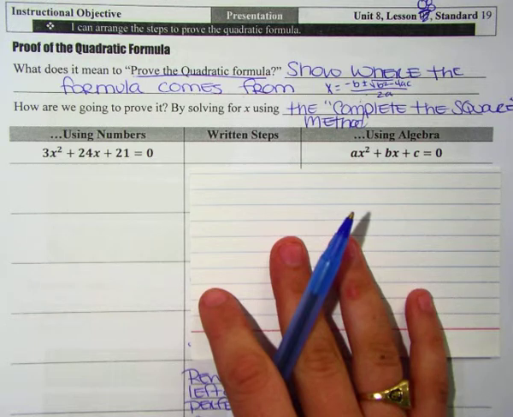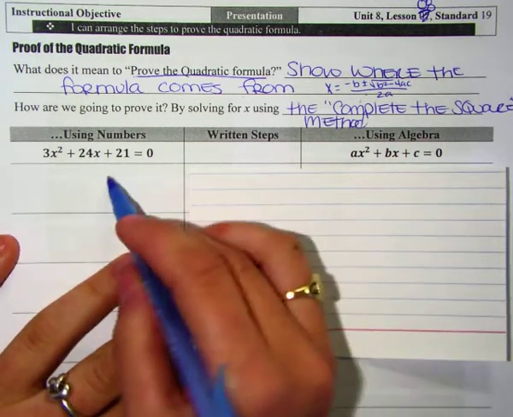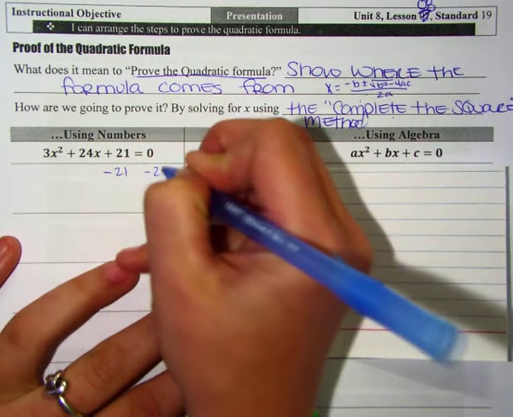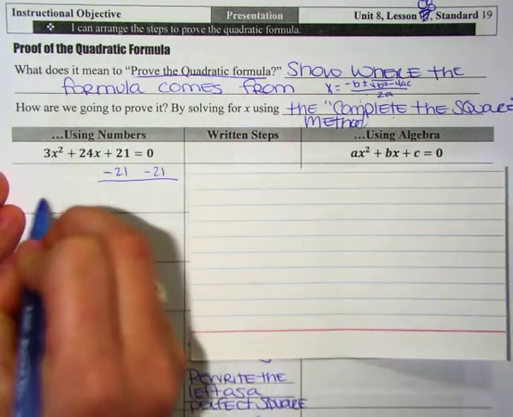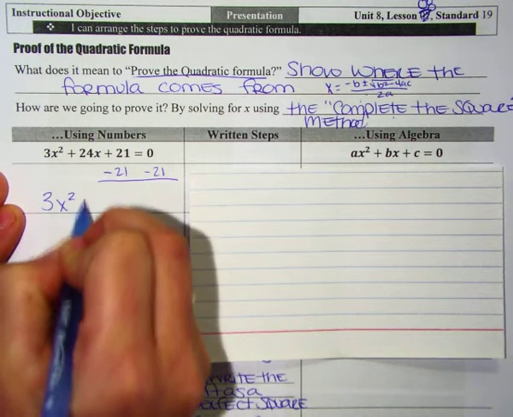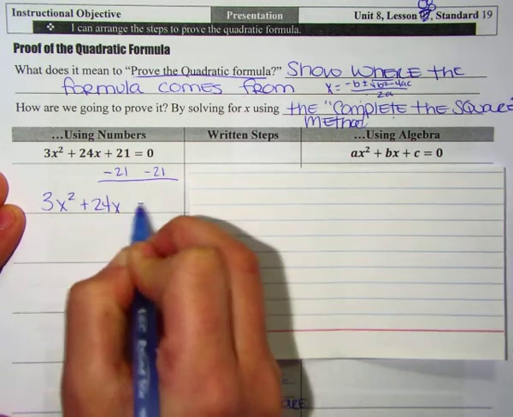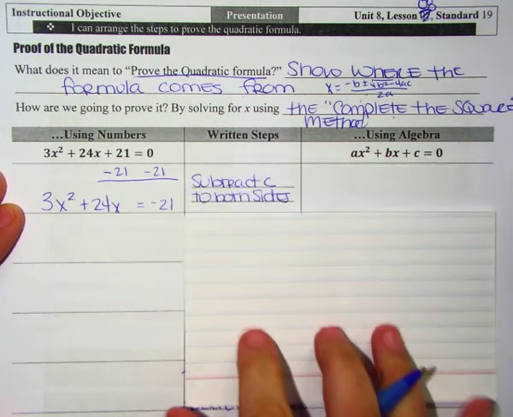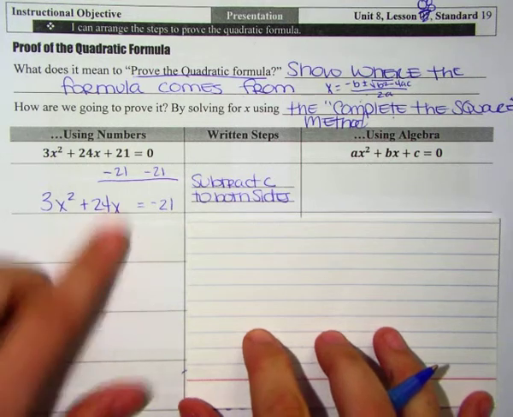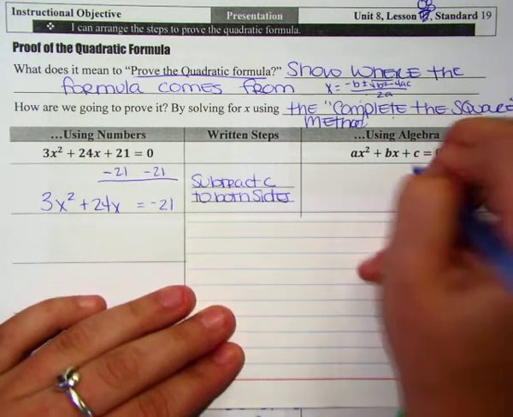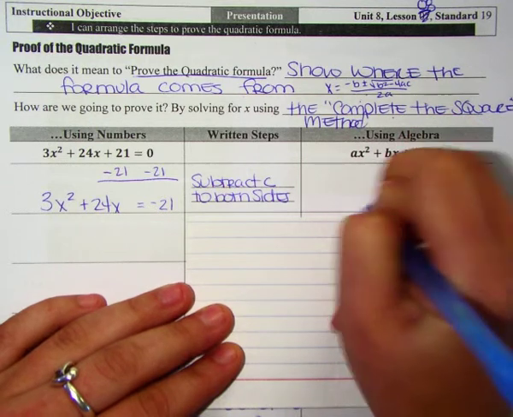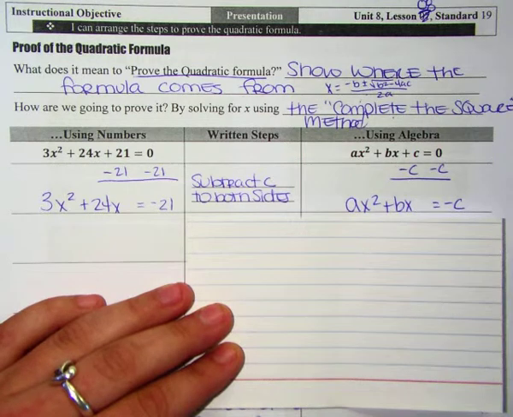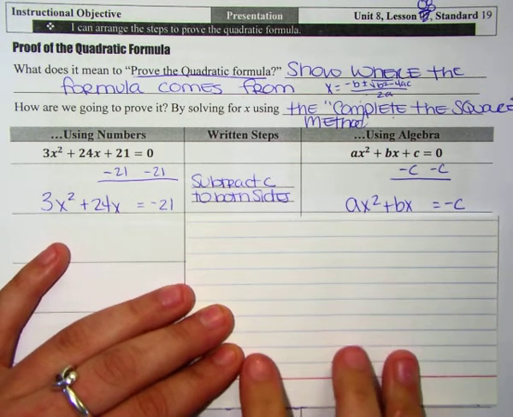as we complete them. And so the first thing that we would do here, if we were completing the square, is we would subtract 21 from both sides. That way, it simplifies to 3x squared plus 24x equals a negative 21. So what are we actually doing there? We're subtracting c from both sides, right? This is the constant. So we're going to subtract c from both sides, leaving us with ax squared plus bx equals a negative c.